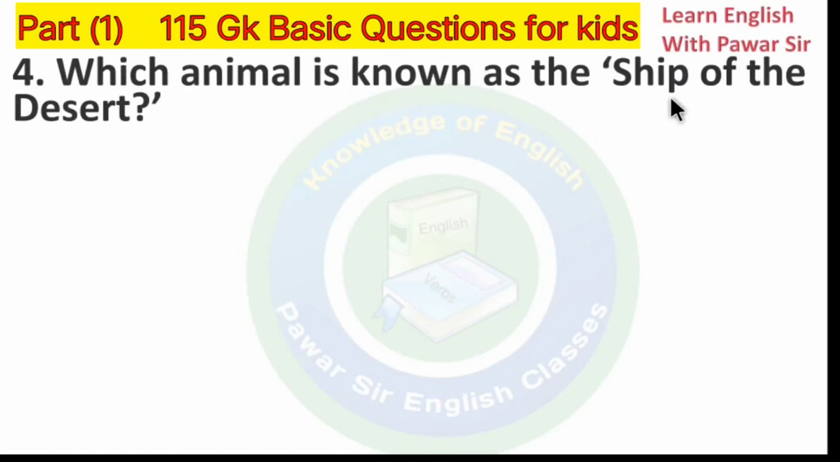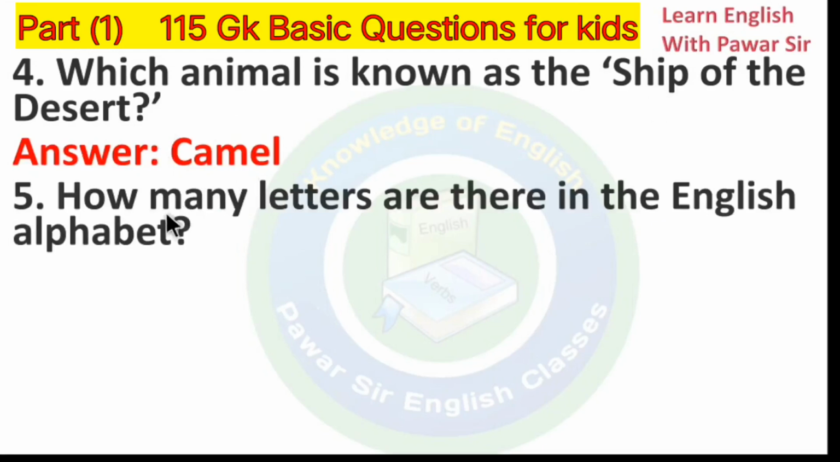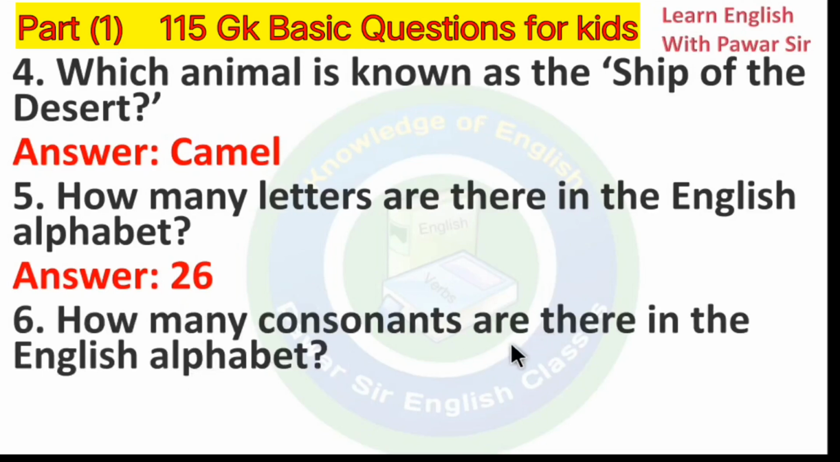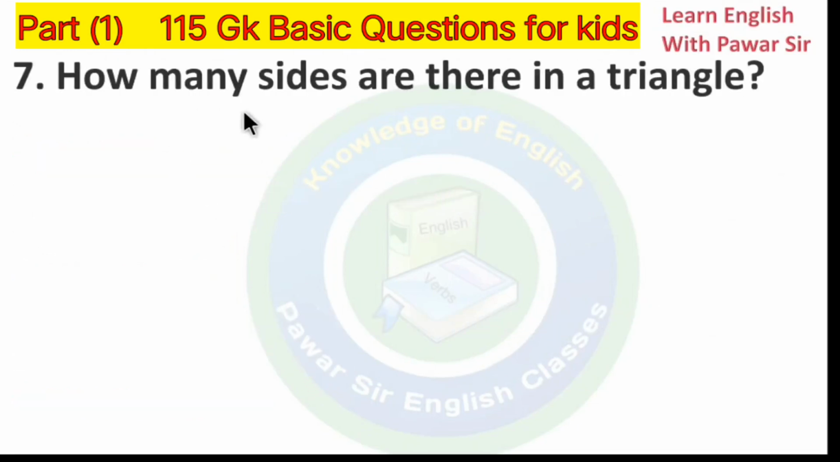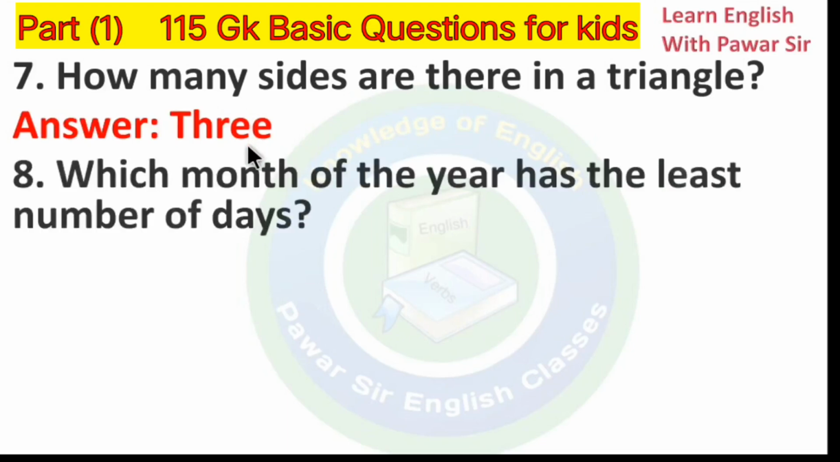Which animal is known as the sheep of the desert? Answer: camel. How many letters are there in the English alphabet? 26. How many consonants are there in the English alphabet? 21. How many sides are there in a triangle? 3.